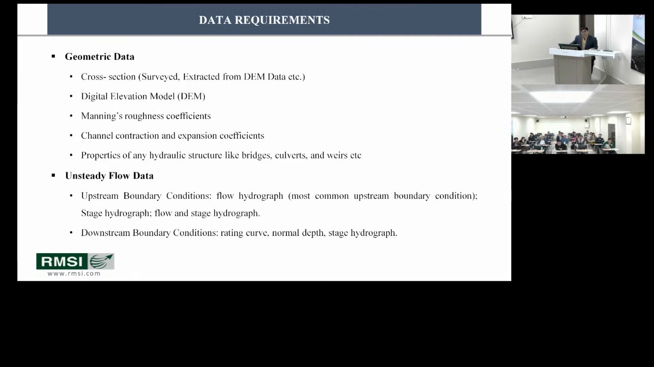The Manning roughness coefficient: higher the roughness, lower the velocity, higher the depth. So we need to define this Manning roughness. We'll explain how to define the Manning roughness during the demonstration.